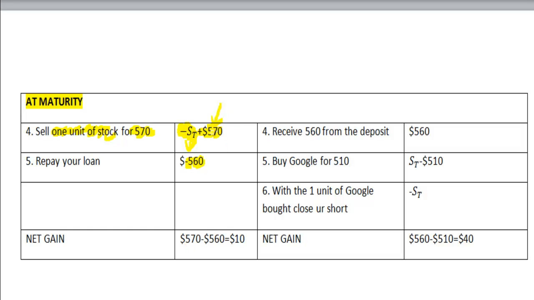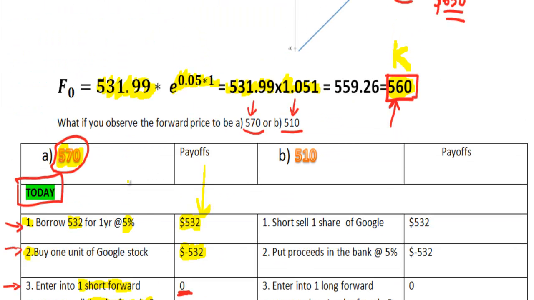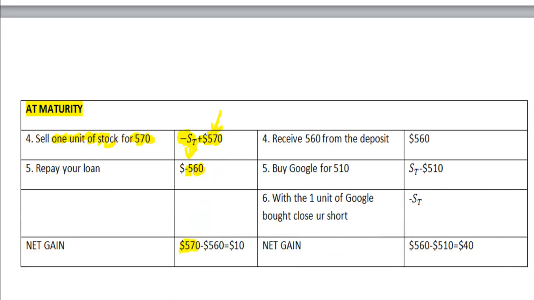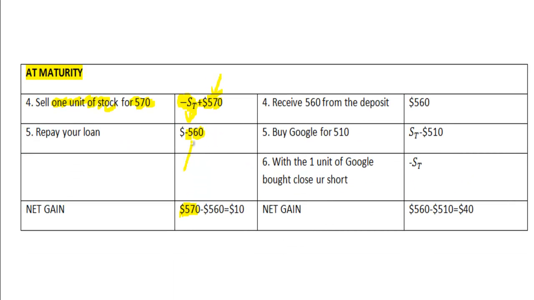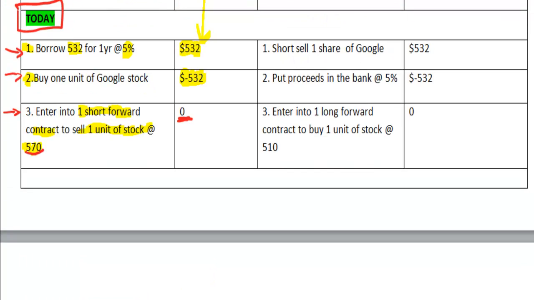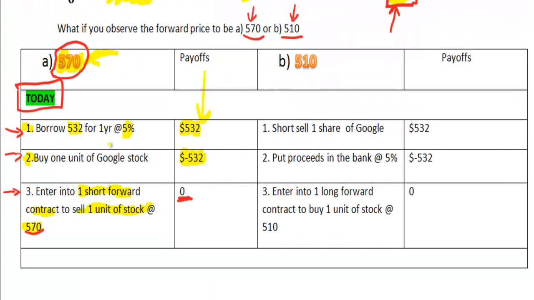So what's our net gain? Our net gain is 570 because we shorted the forward, and therefore we got money as per the terms of the contract. We entered into a forward contract for 570 USD, so we delivered the asset of 1 unit of Google stock and we got 570, and we repaid the loan in the amount of 560. So the two net to give us a $10 gain. This is an arbitrage gain because it cost us strictly nothing to enter. You see, 1 year ago we transacted these 3 points.